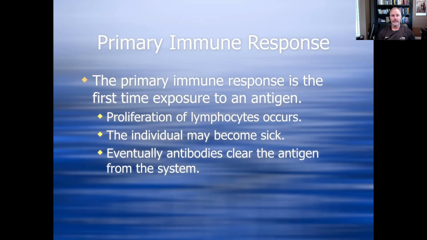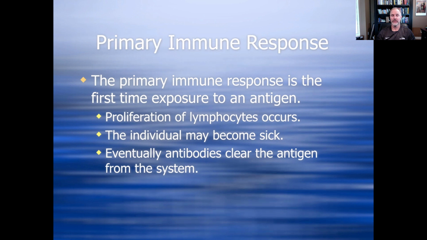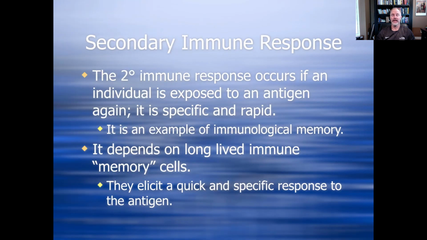Okay. Now we talked about the primary immune response, and we did a worksheet that kind of showed this briefly. And what you have is you're exposed to the antigen, you become ill, and your lymphocytes begin to really rapidly ramp up their division, but that takes a longer period of time. And this is where you may become sick, but eventually what happens is the antibodies clear the antigen from the system. Okay, with your secondary immune response now, this is if you get exposed a second time.